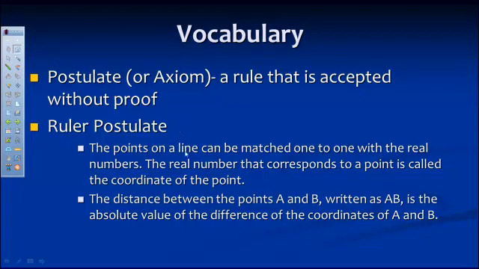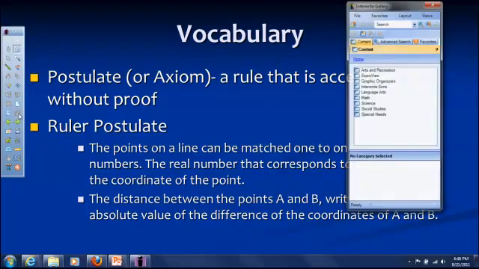It says points on a line can be matched one-to-one with the real numbers. The real number corresponds to a point that is called the coordinate. So, for example, if we had points A and B, and we wanted to know the distance between them, first of all, we would write this as AB with no bar above it, and that would be the absolute value of the distance between the coordinates of A and B. I'll show you an example of that right now.